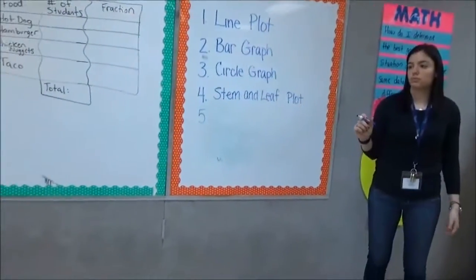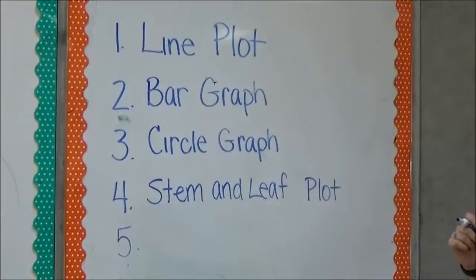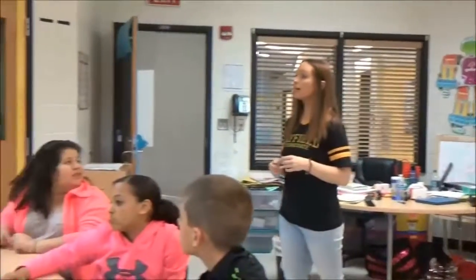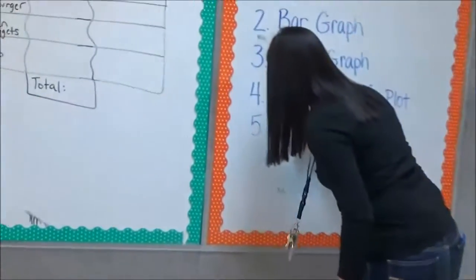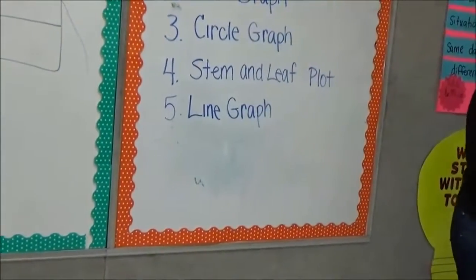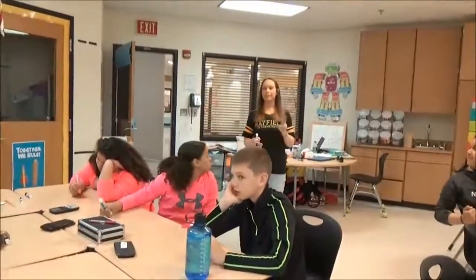Diana, a stem and leaf. How many digits are those numbers? It's a what digit number? 1, 2, or 3? 1. So if it has a 1s place and a 10s place, it would have 2 digits. Very good. So stem and leaf has 2 digits. The 10s digit is in the stem column. The 1s is in the leaf. Very good. And the last one. Line graph. Very good. What is used for a line graph? Dots. Very good. Dots that are connected to compare at least 2 things.